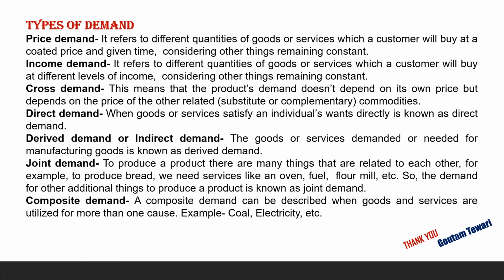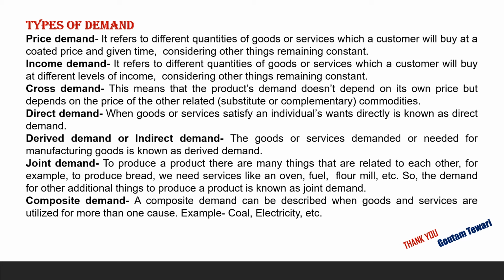Income demand. It refers to different quantities of goods or services which a customer will buy at different levels of income, considering other things remaining constant. Cross demand. This means that the product's demand does not depend on its own price, but depends on the price of other related goods, such as substitute or complementary goods. Then this is called cross demand. When the demand for a commodity depends on the price of its other good, substitute good or complementary good.